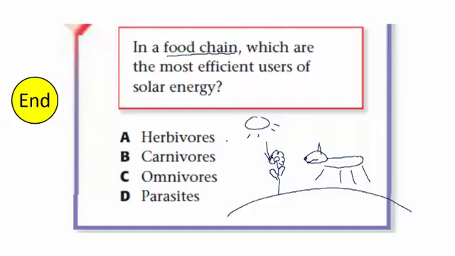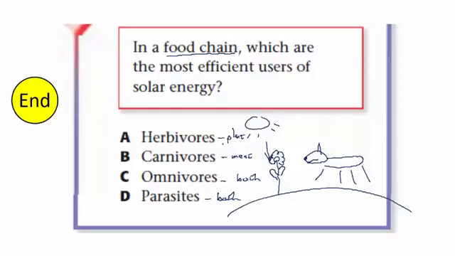Either which way, some more vocab to know here. Herbivores, carnivores, omnivores, parasites. What's an herbivore? Vocab says this is a plant eater. This is a meat eater, carnivore. Omnivores eat both. Parasites, I'm not sure how you'd classify that. I suppose could be both as well.